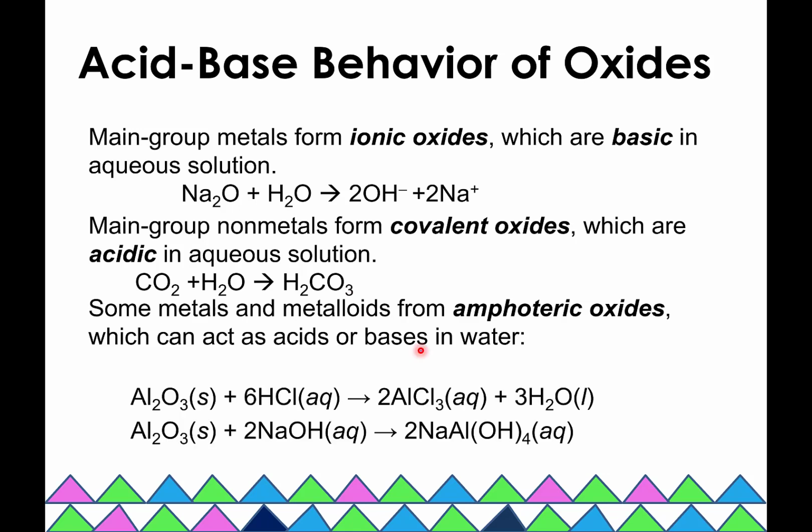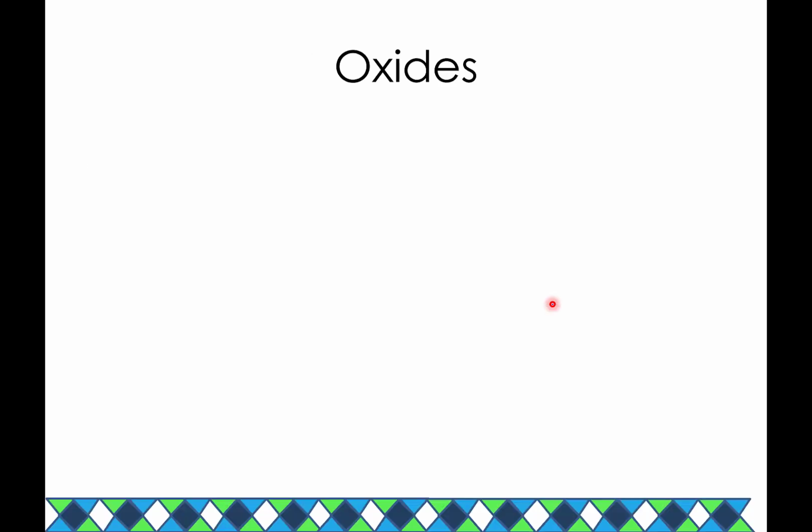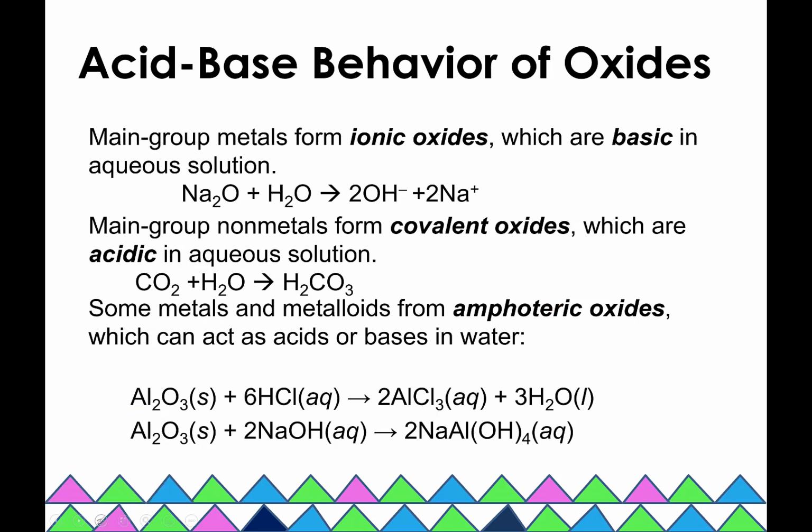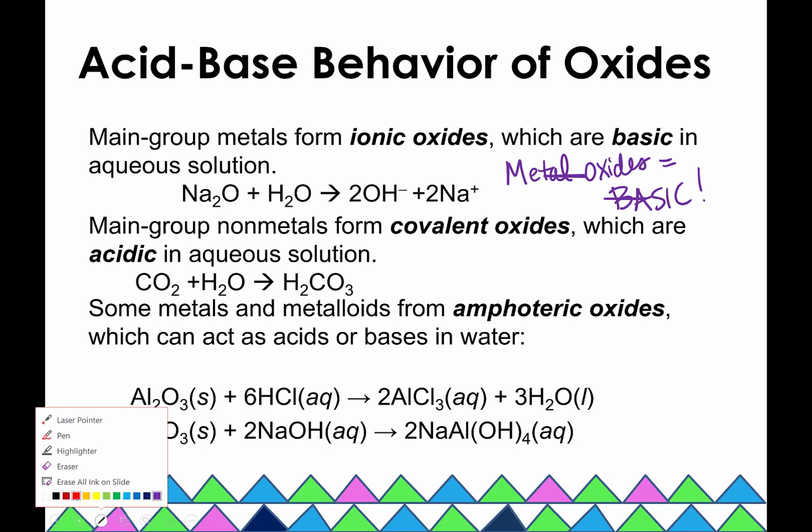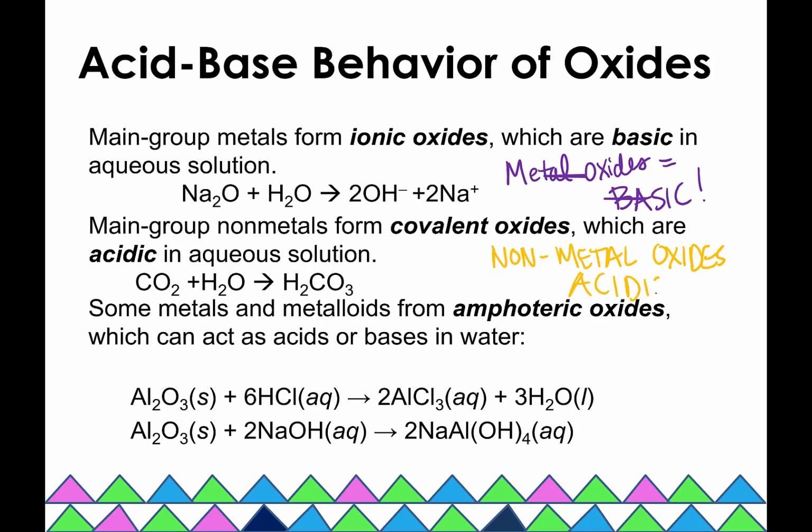It's important to note that there are some elements that are on that metal-nonmetal line that have both nonmetal and metal characteristics that form amphoteric oxides. So their oxides can form as either an acid or a base in water. So just as a reminder, metal oxides are basic, and then non-metal oxides are acidic.